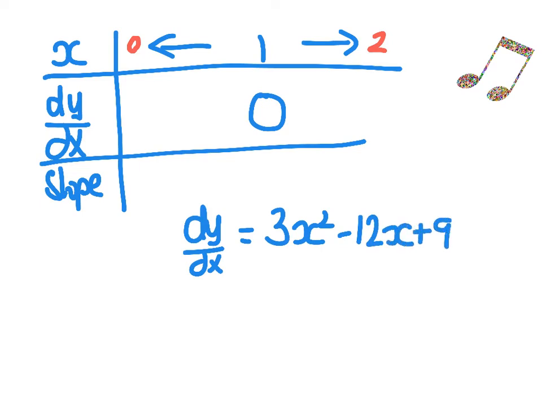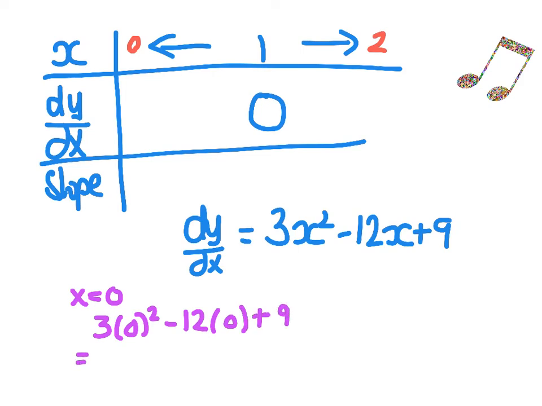So first of all I'm going to substitute a 0 in. When x equals 0, we've got 3 times 0 squared minus 12 times 0 plus 9, which gives us 0, take away 0, plus 9, which is positive 9. So in my nature table here, I can put a plus.